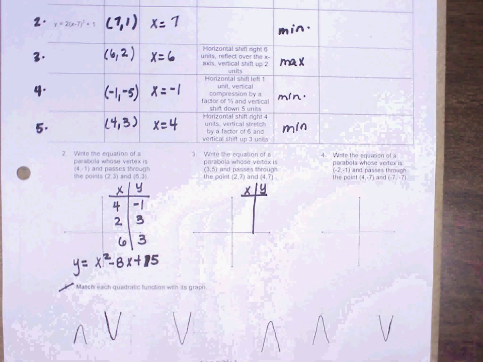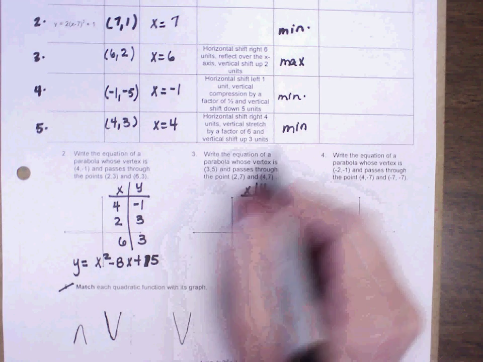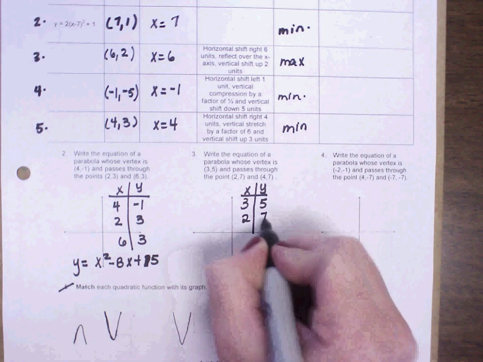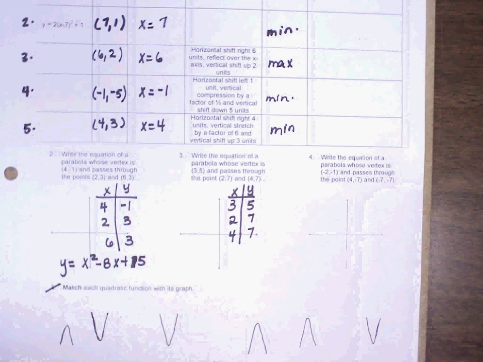Don't tell me what A, B, or C is. I'm not interested in that. I'm interested in the equation. All right, write the equation of a parabola whose vertex is 3, 5, passes through the points 2, 7, and 4, 7.